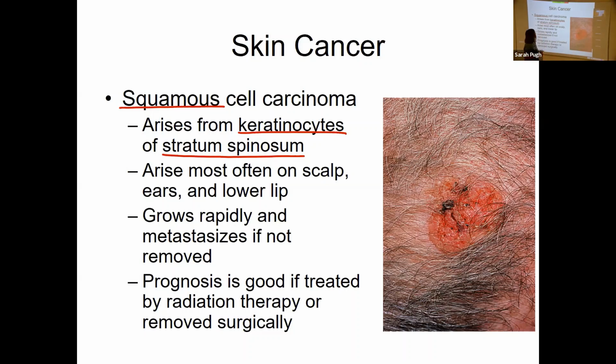Okay. This one grows faster than basal cell, and it will metastasize if it is not removed. And the prognosis is good if you remove it surgically and then a lot of times treat it using radiation.